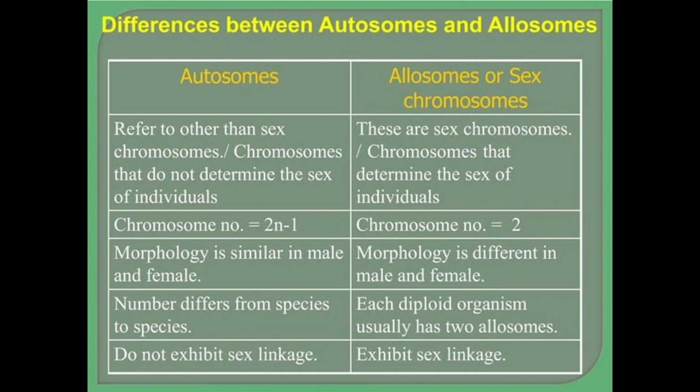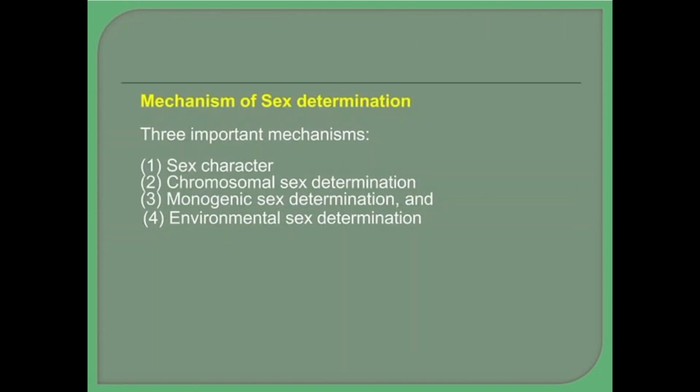What is the difference between autosomes and allosomes, or sex chromosomes? Autosomes are those chromosomes that do not determine the sex of the individual and whose morphology is similar in both male and female, while sex chromosomes are those chromosomes which are different in morphology and control the sex of the individual. Their number differs from species to species. Each diploid organism usually has two sex chromosomes. Autosomes do not exhibit sex linkage, while sex linkage is present in sex chromosomes, the allosomes.